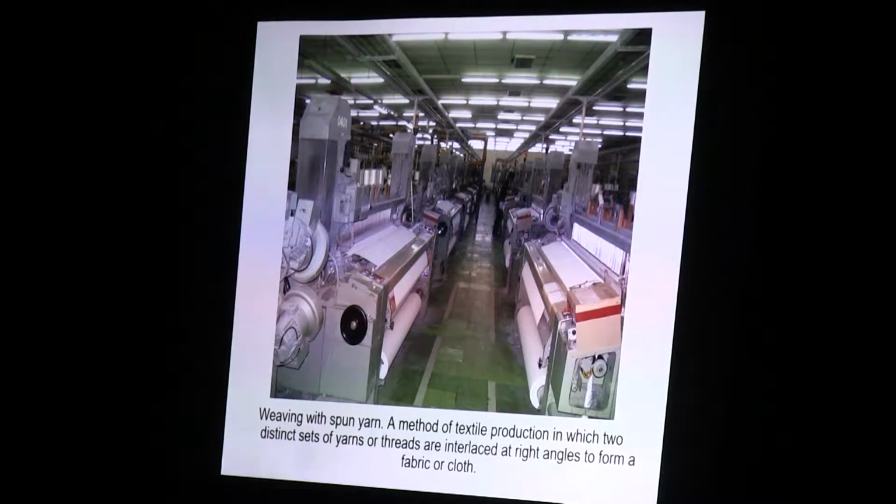Next is the weaving. The weaving with spun yarn, a method of textile production in which 2 distinct sets of yarns or threads are interlaced at right angles to form a fabric or cloth. So in a peppered cotton from Studio E, we have warp in one color and weft in another color, and that's where you get the intermixing of the colors and it looks very different.